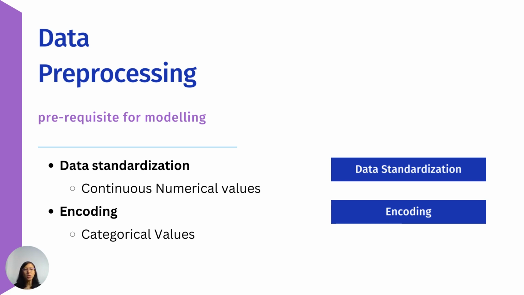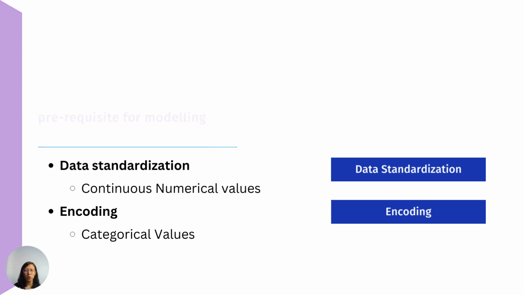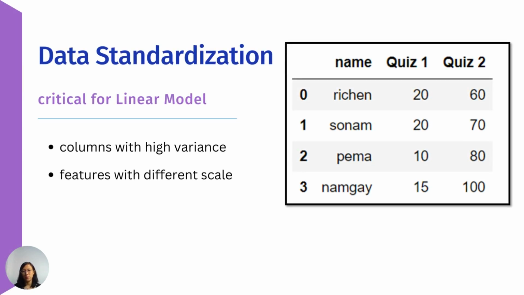Now in this part, we are going to talk about two data preprocessing processes, which are essential prerequisites for the modeling. Let's start with data standardization, which is for the continuous numerical values. This step is critical for machine learning methods, especially for the linear models where you use linearity measurements.